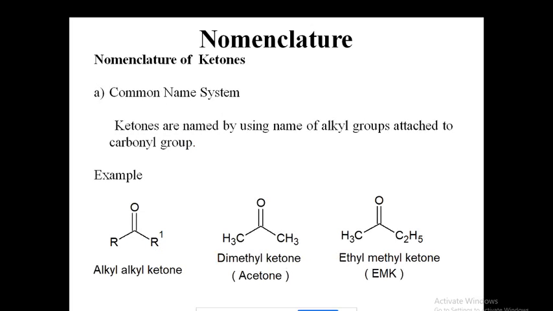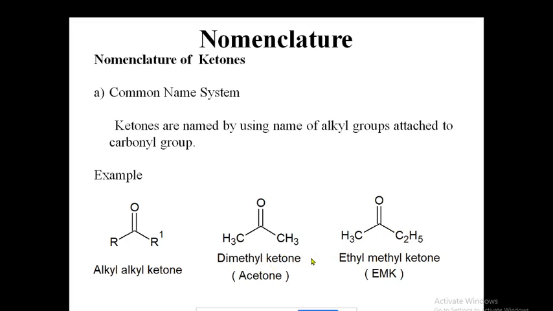So we have taken the nomenclature of aldehydes. Now we'll go for the nomenclature of ketones. In this we'll see the common name system first. It is the simplest. Ketones are named by using the names of alkyl groups attached to the carbonyl group. So whatever alkyl groups are attached to the carbonyl group, you just write their names followed by the word ketone. Let's see the example. Here the methyl groups are attached to the carbonyl. As 2 methyl groups are attached, I have written dimethyl ketone. The well-familiar or market name is acetone.